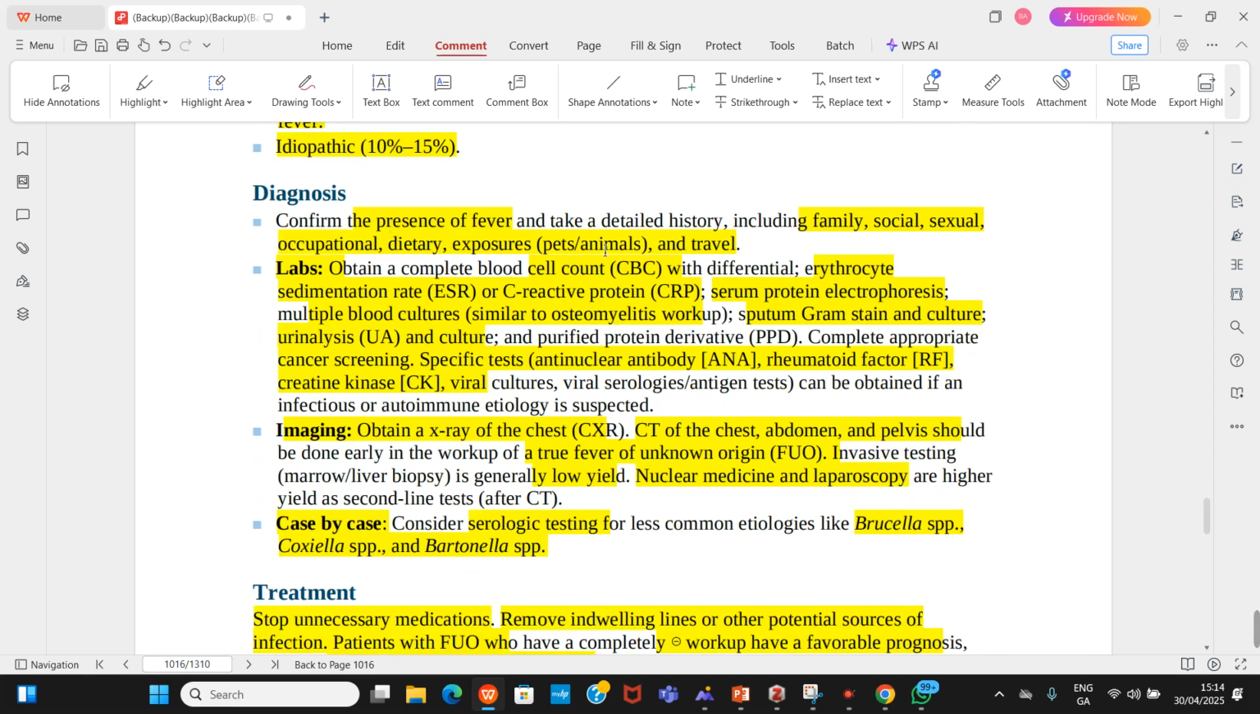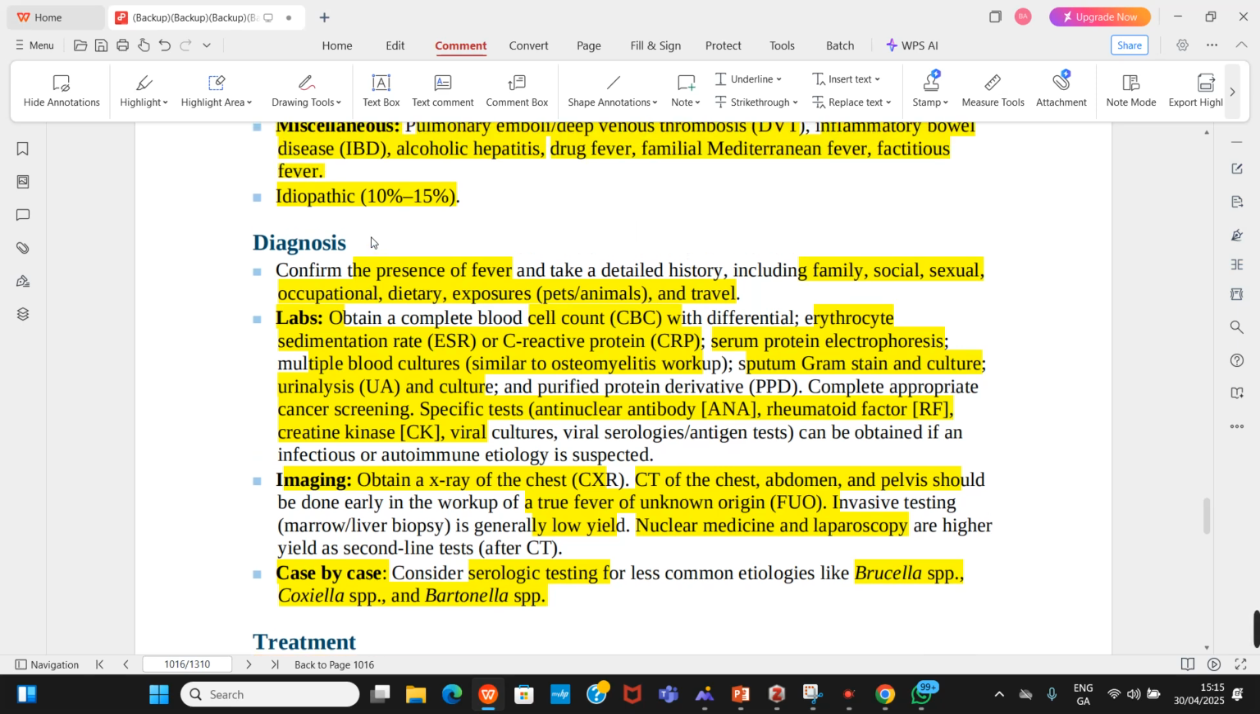So starting, you want to take your history. Any family history of all this kind of thing, any relevant social history. You want to ask, are you a smoker? Do you take alcohol? So you know what to think about. Sexual history, HIV. Occupation, where do you work? Maybe you've had some exposure somewhere, histoplasmosis and all those things. Dietary, what do you eat? Exposure to pets, cats, animals, and all those things, and travel history.